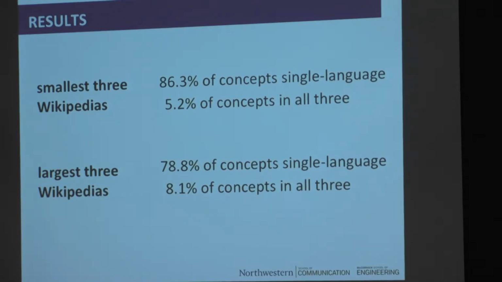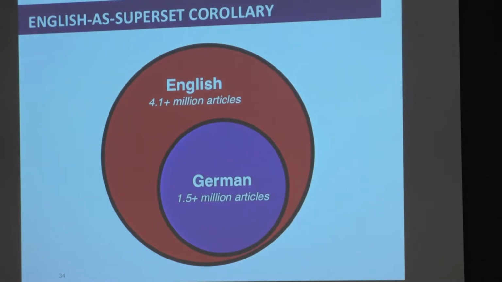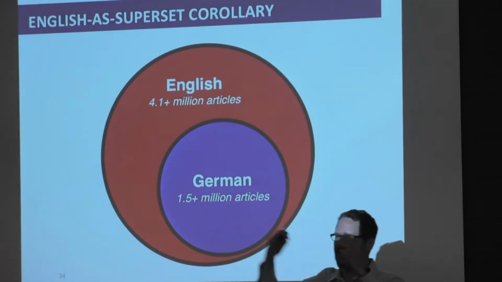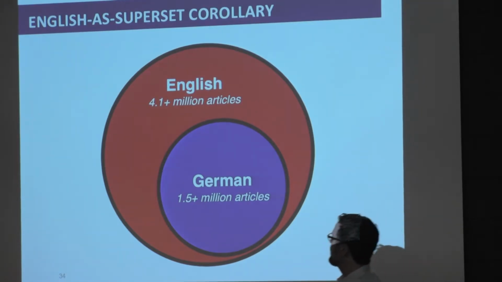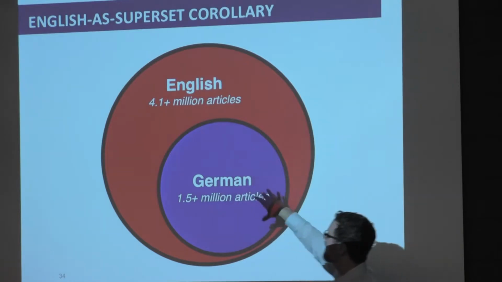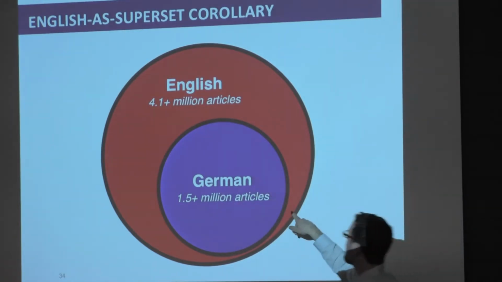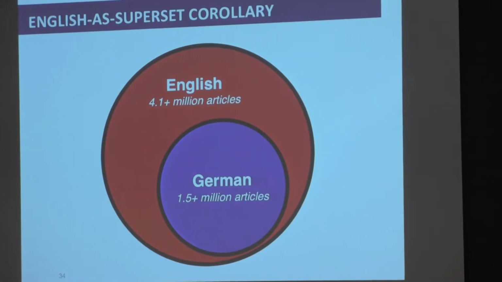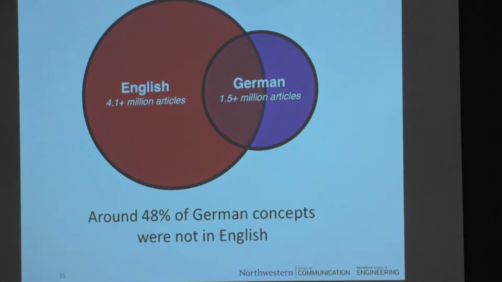Now, one counter-argument that we get when we look at this is what we refer to as the English as superset corollary. This is the idea that English is the largest, and everything else is kind of a subset of English, right? So imagine just like these circles, basically, for every language as it gets smaller and smaller, are all contained within here, and all of those unique ones are basically English, right? And I think that's a reasonable counter-argument, but when we look at the actual data and we pull it apart pairwise, what we actually see is this.